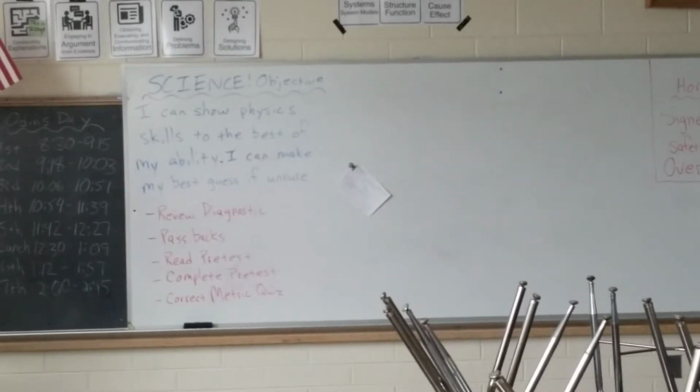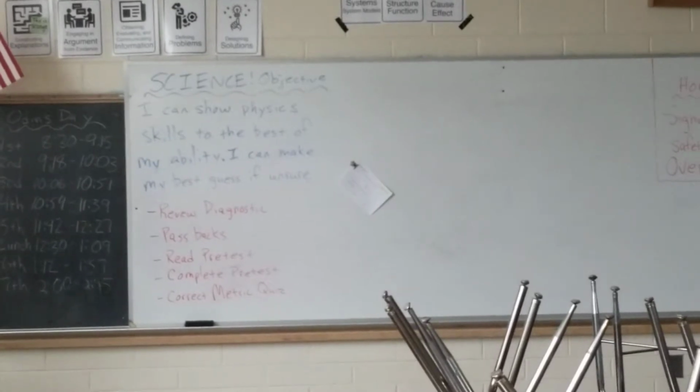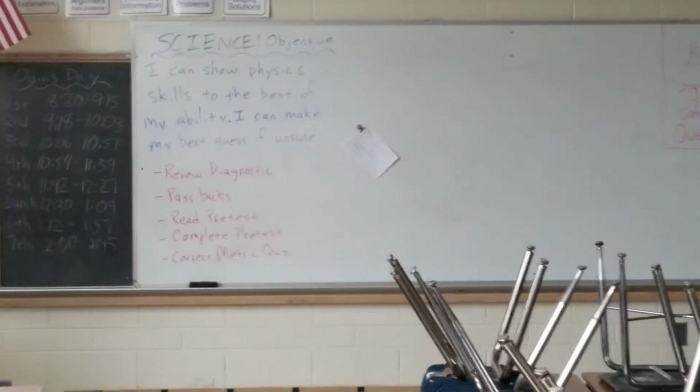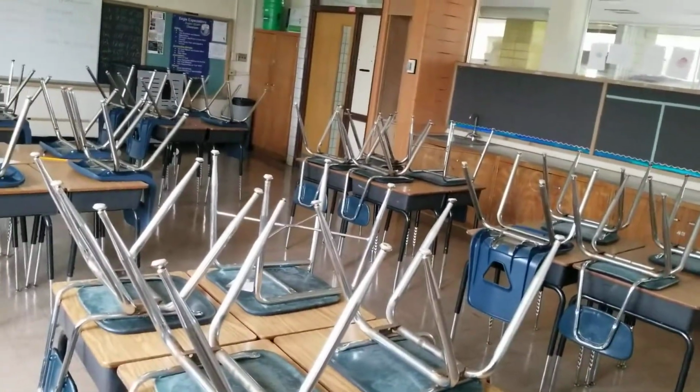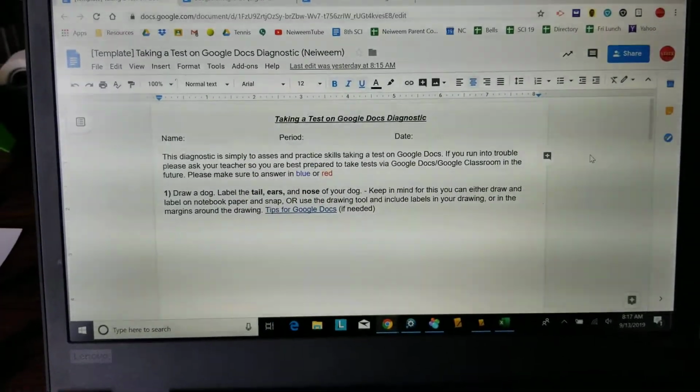We're going to read through our pretest slow. You're going to complete the pretest. And then with whatever time you have remaining, you're going to make corrections on your metric quiz. So we're going to go ahead and start off by zooming out from the objective. We're going to start off by reviewing the diagnostic from yesterday, making sure we're understanding the instructions.